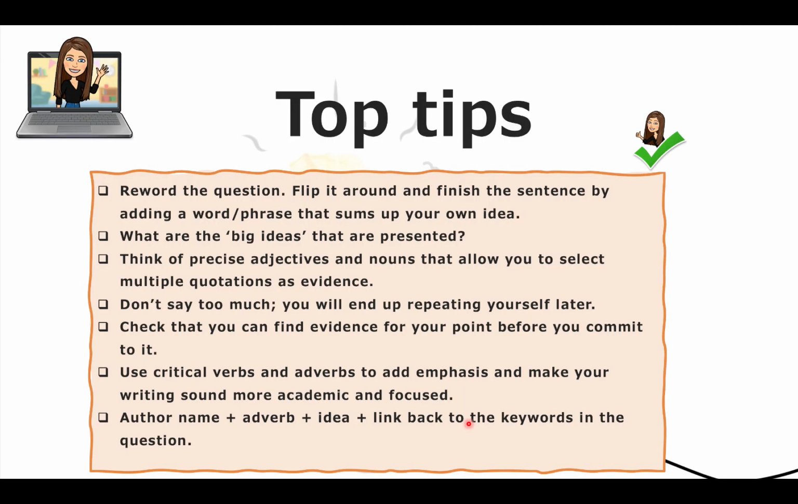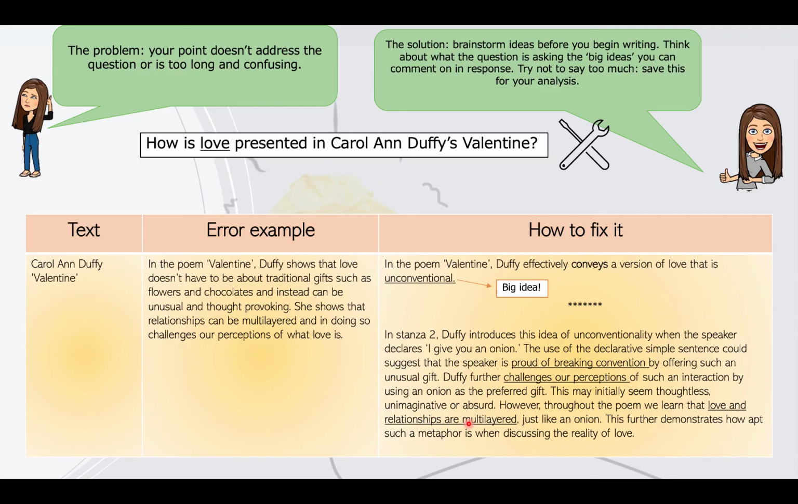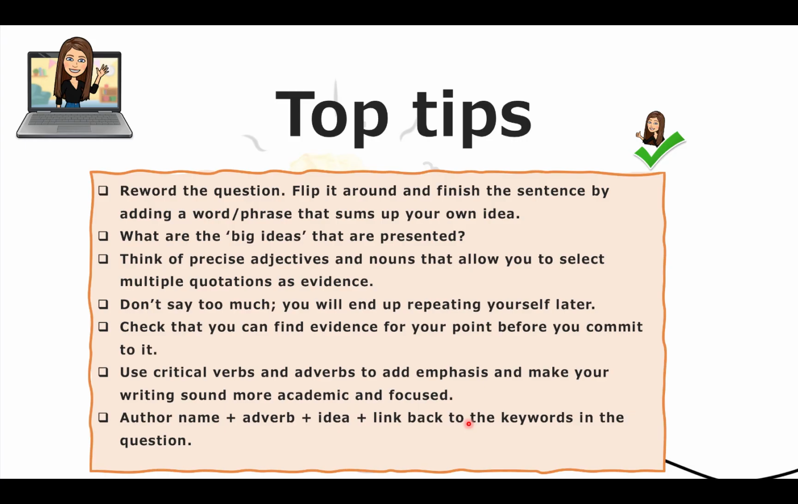So here are just some of my top tips. As I've gone through, I've tried to pick out for you all the different ways that you can effectively create a point sentence. And here are just some lasting ideas for you. Reword the question. Flip the question back around and then try and finish the sentence by adding a word or phrase that sums up your own idea. So if we look at how is love presented in Carol Ann Duffy's Valentine, you would just swap it around. Love is presented through, love is presented by, and that will help you. However you finish that sentence, that will help you then to figure out what the big ideas are.